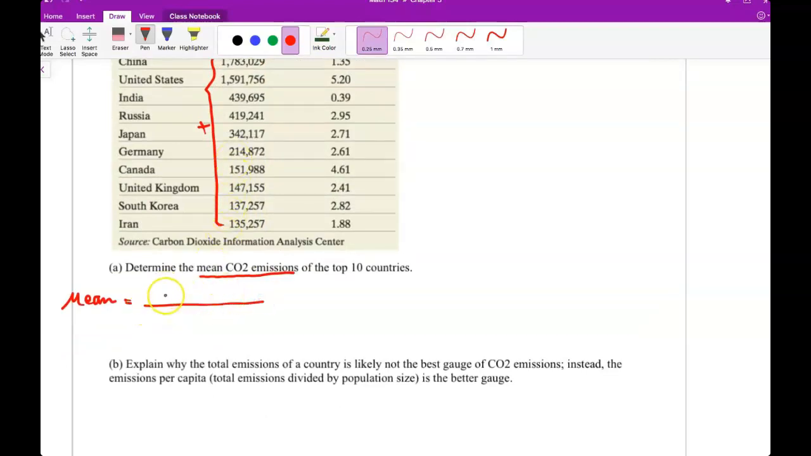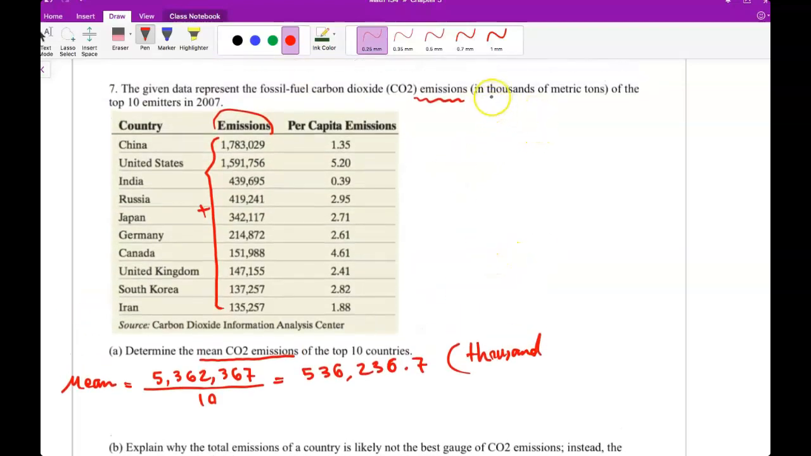Okay, adding these numbers on top, we have 5,362,367. So divide by 10, that is 536,236.7, and this one is in 1,000 metric tons.